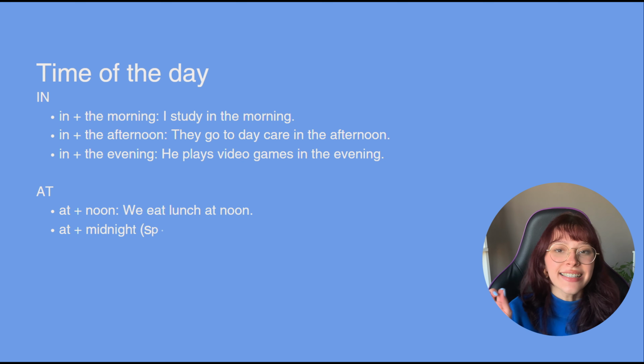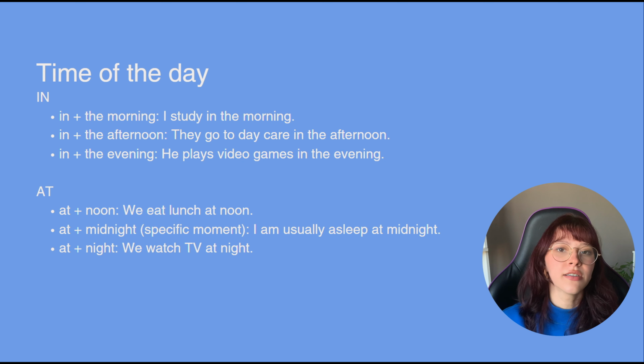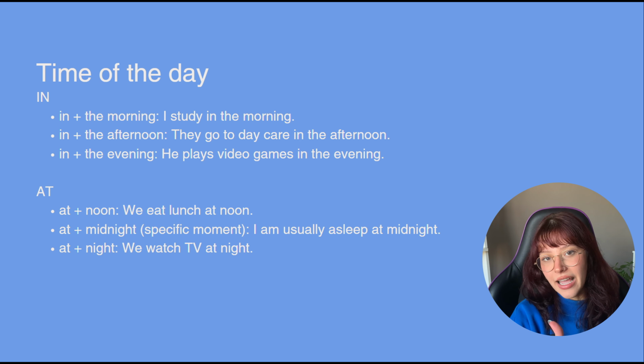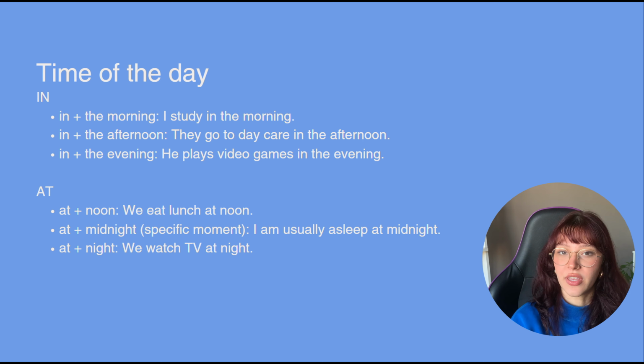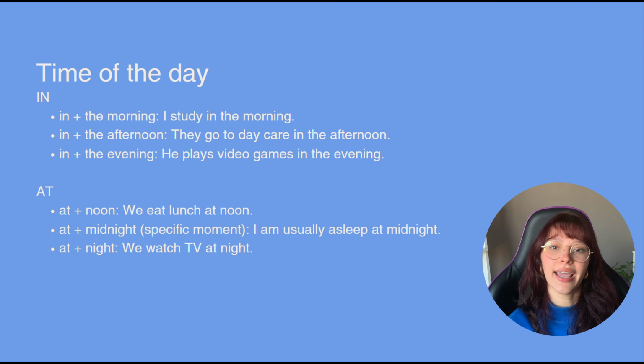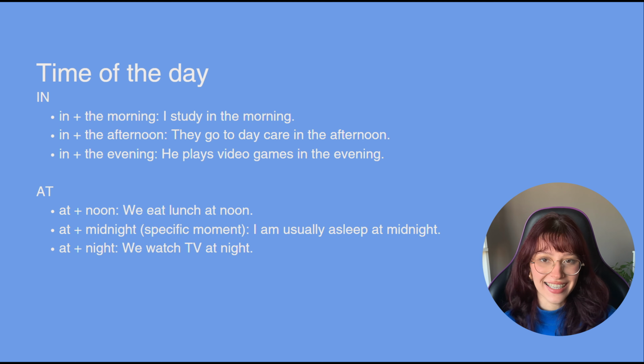A very specific and important part is we use in and at to talk about time of the day, period of the day. In I use with morning, in the morning, in the afternoon and in the evening. And at we use with noon, at midnight or at night.